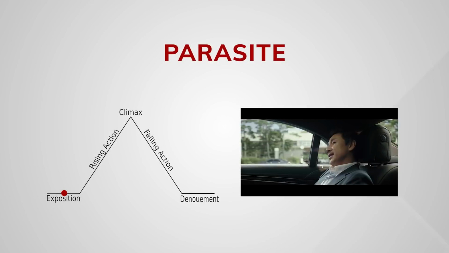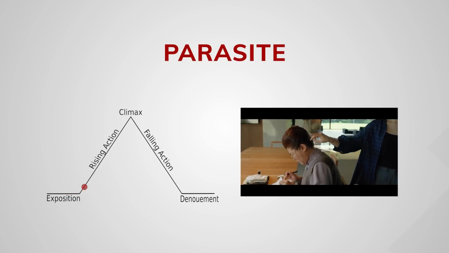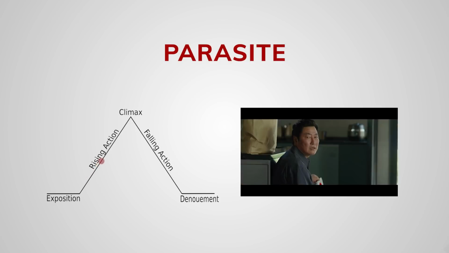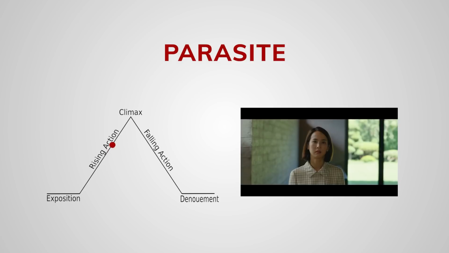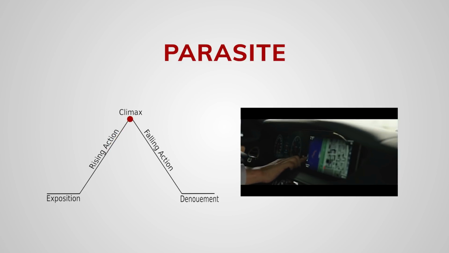In Parasite, the Kim family starts out trying to move up in the world by conning the Parks into giving them jobs. The Kims are continuously successful in their scheme. They secure jobs for each member of the family. At the midpoint or the climax, we have a major shift in the story.